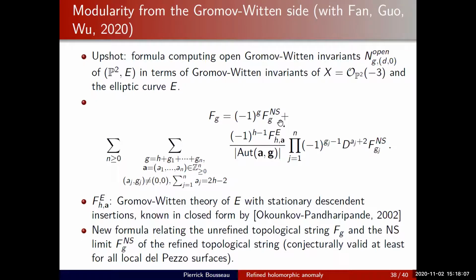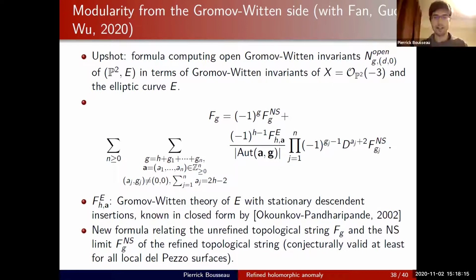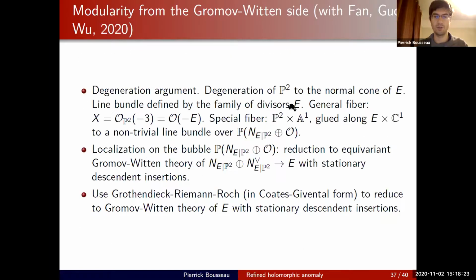Just to be clear, this last slide and this slide, we're relating relative Gromov-Witten theory to normal Gromov-Witten theory. Exactly. That's what's going on. Some appropriate degeneration argument. Properly it's degeneration to the normal cone along E. You break P2 into a copy of P2 and a P1 bundle over the elliptic curve. And you follow how the curve behaves in this degeneration.